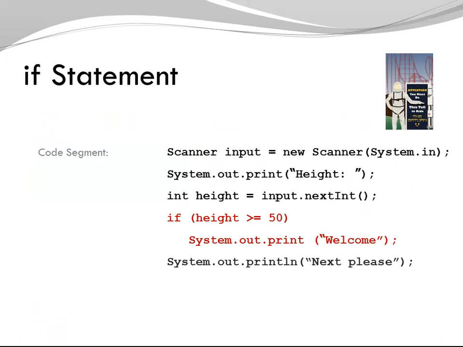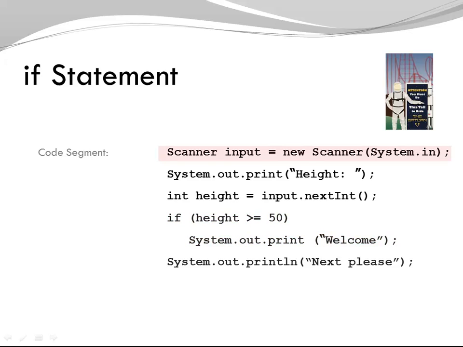Let's have a look at another code segment. Once again, I'm using a Scanner. I have a prompt, this time a prompt for the height, and I read in the height from the user. But now I have an if statement. I check, is the height greater than or equal to 50? If and only if that is the case, I print "welcome," because in order to ride a roller coaster, you have to be at least 50 inches. And then I move on to the next customer.